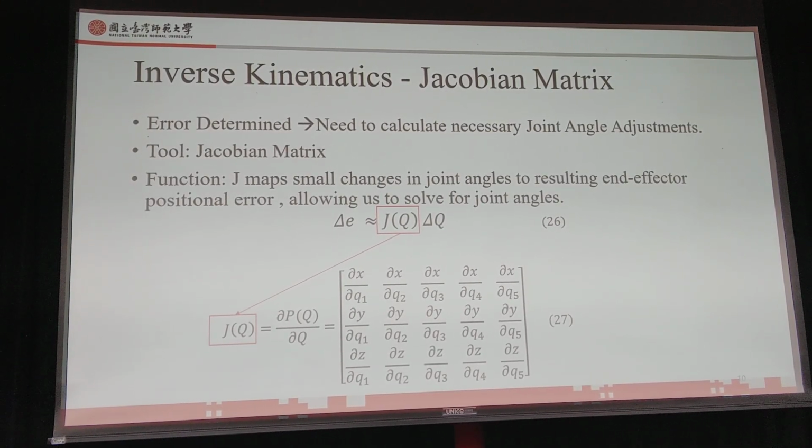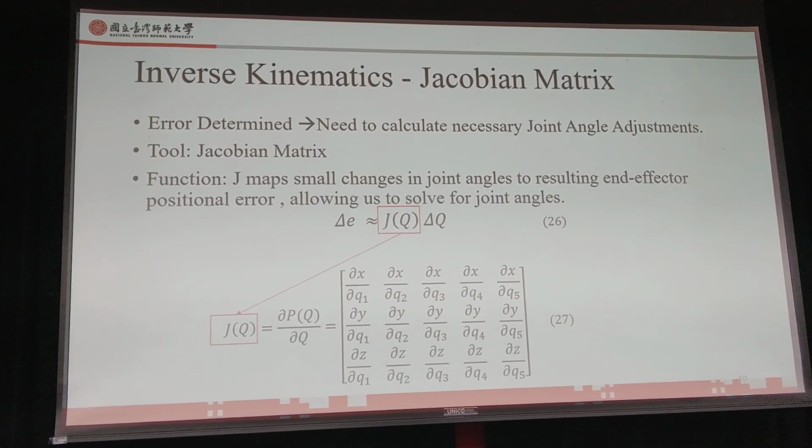Once the error is defined, we need to know how each joint angle should change to reduce it. To do this, we use the Jacobian matrix, which links a small change in joint angle to the resulting change in the end effector position. As shown in equation 26 and expanded in equation 27, the Jacobian describes how each motor's movement affects the end effector position. In short, it provides a linear relationship between joint angle change and endpoint displacement.